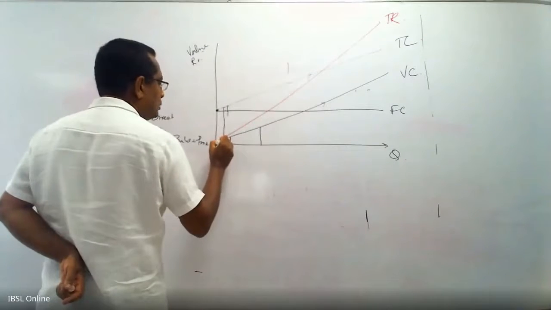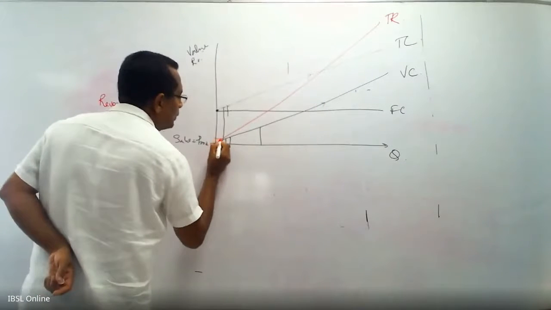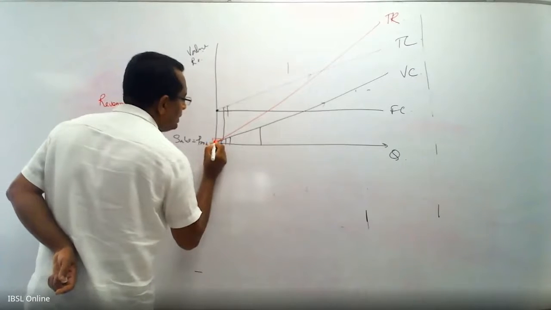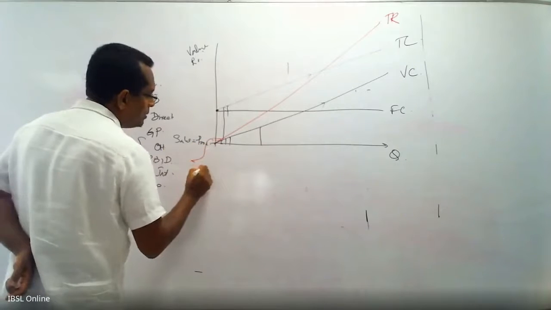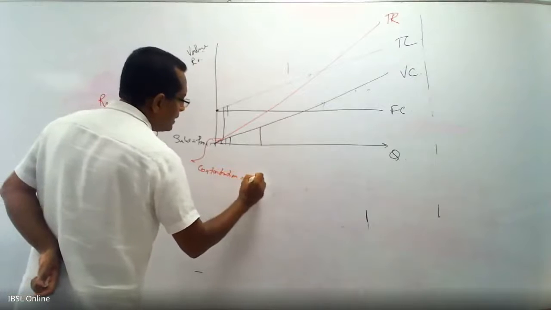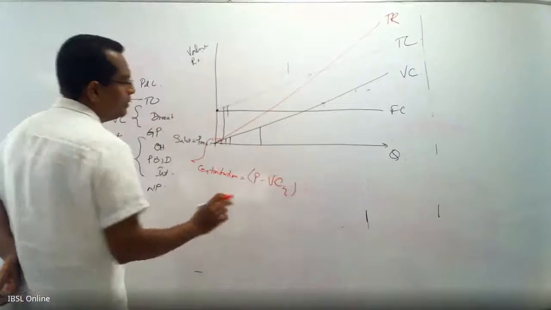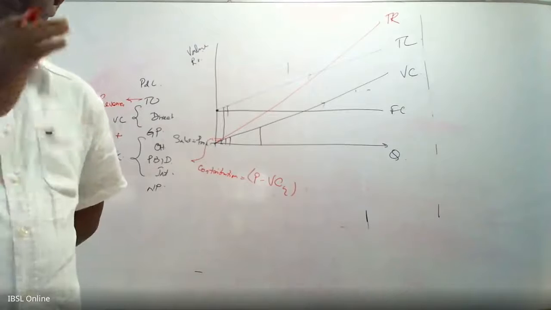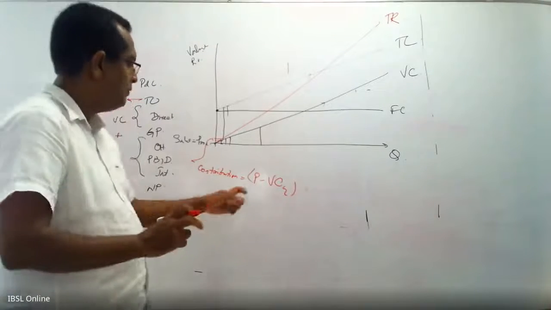So this is the first unit. This is your sales. This is your sales value. This is your cost. This is your profit from each unit. This is called contribution. Selling price minus variable cost per unit. That is the contribution from each unit towards the fixed cost.